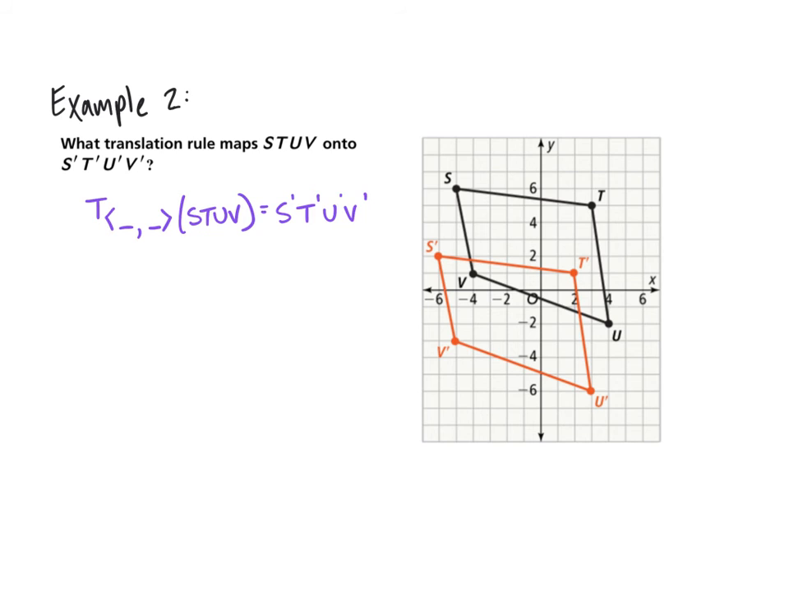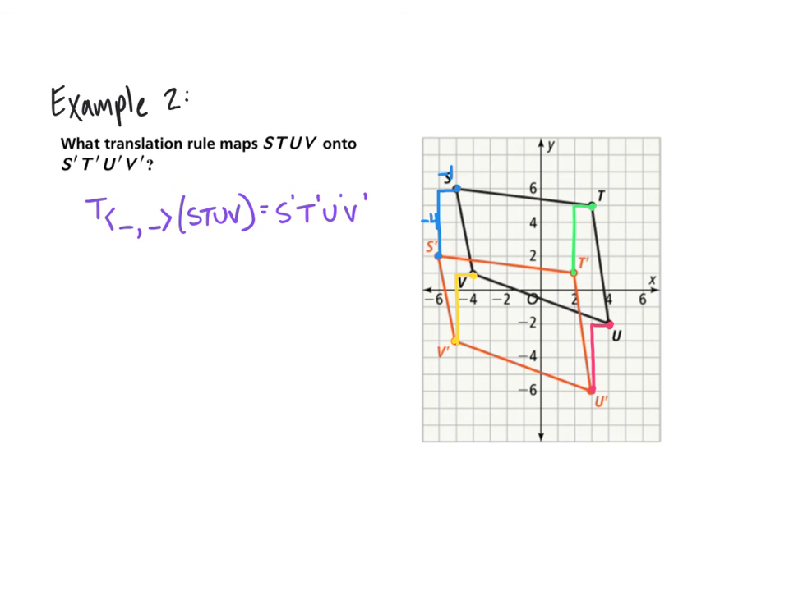So this isn't actually too bad. Let's start at S. If I want to go from S here to S prime here, I need to go backwards 1 and down 4. So that would be -1 and -4. If I went from T to T prime, I go backwards 1 and down 4. If I go from V to V prime, it's backwards 1 and down 4. And if I go from U to U prime, it's backwards 1 and down 4.